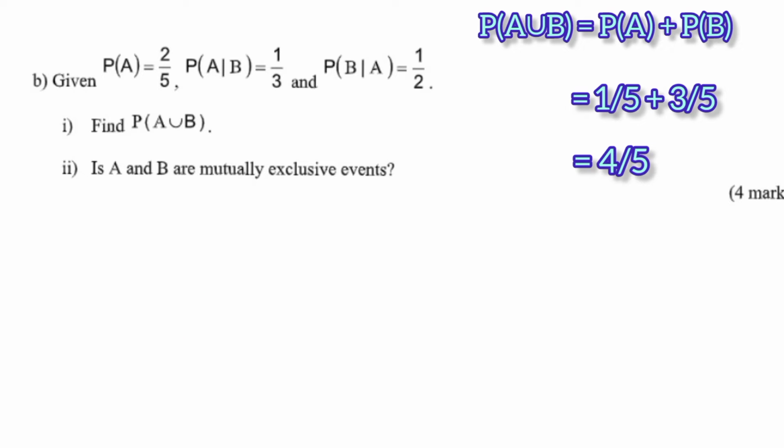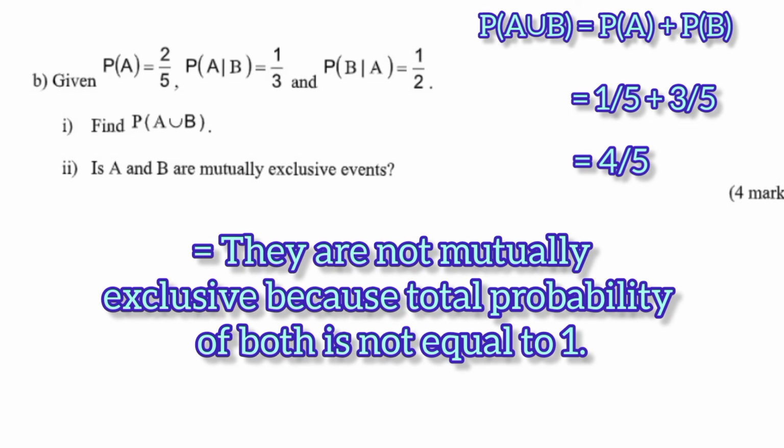Now for Roman 2, are A and B mutually exclusive events? The answer is they are not mutually exclusive because the total probability of both is not equal to 1.